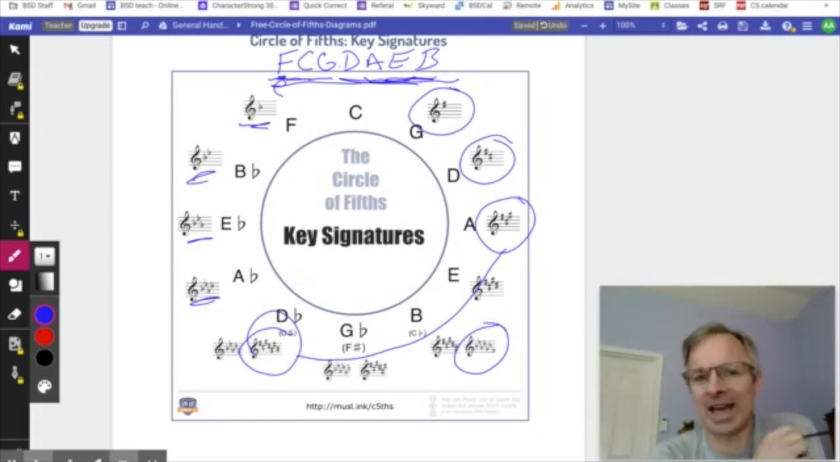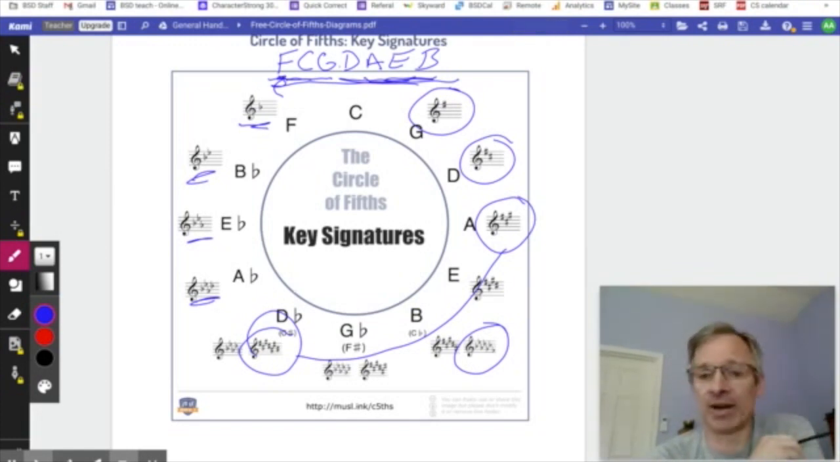Now, I only have to memorize one of those things. If I remember F, C, G, D, A, E, B, all I need to do is write it down and I can read it backwards and I'll get B, E, A, D, G, C, F. If all I remember is B, E, A, D, G, C, F, all I have to do is write it down backwards and then I've got F, C, G, D, A, E, B.